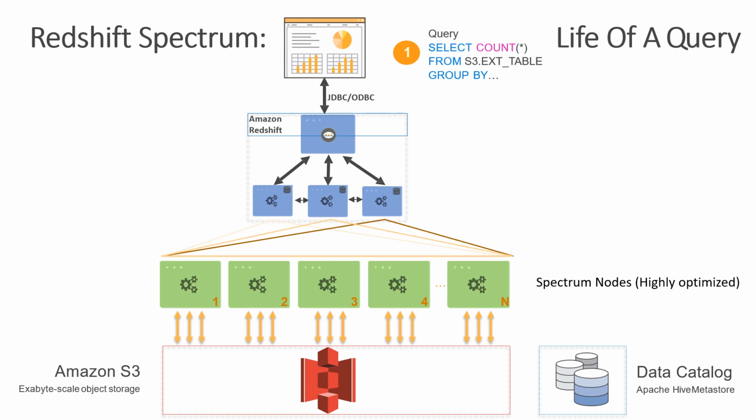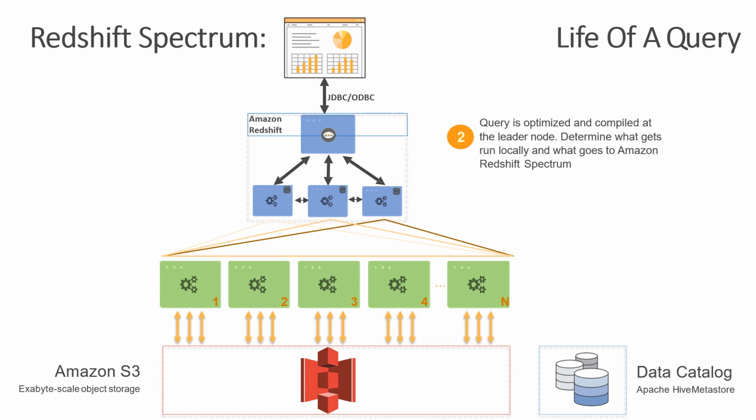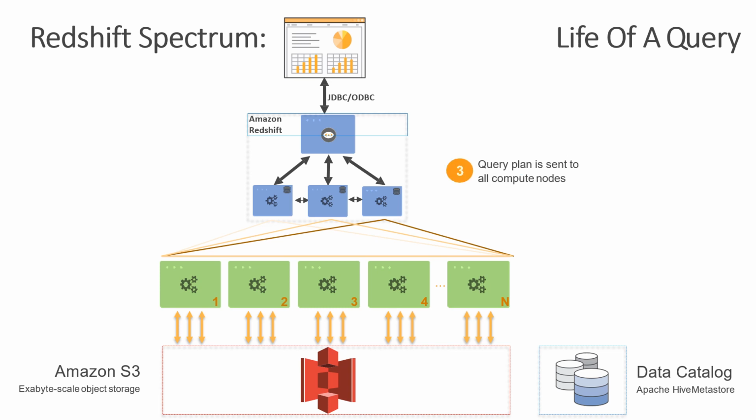In step 1, a query has been submitted from the BI tool. In step 2, the query is optimized and compiled at the leader node. Determine what gets run locally and what goes to Amazon Redshift Spectrum. In step 3, the query plan is sent to all compute nodes.